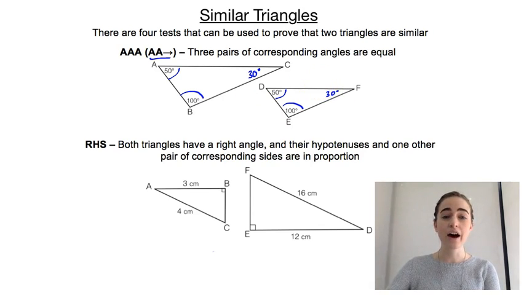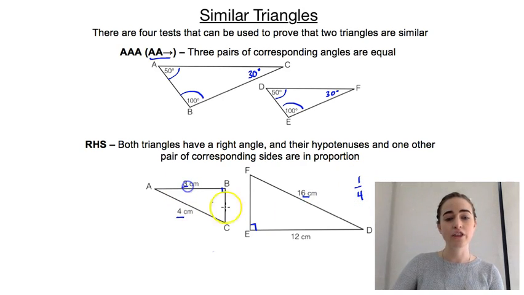The last test is called the RHS test, which tells us that both triangles have a right angle, which in our example they do down here. It tells us their hypotenuses are in proportion and one other pair of corresponding sides is in proportion as well. So if we look at our hypotenuses, we've got a 4 and a 16, so that's a ratio of 1/4. And we've got a 3 and 12 matching up as well on those corresponding sides, which is that same proportion of 1/4.